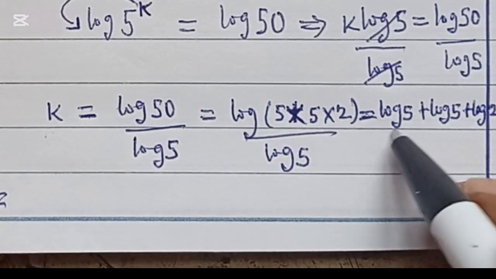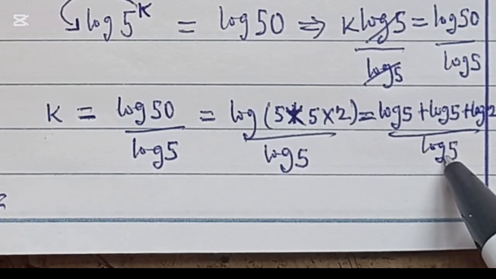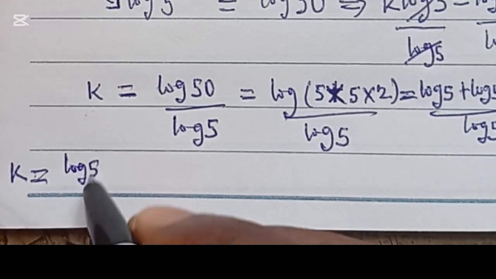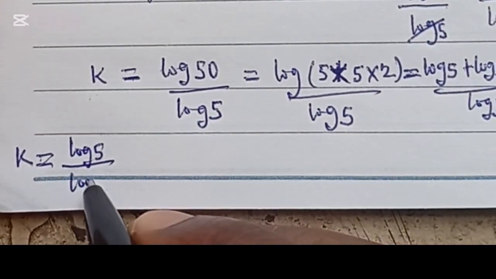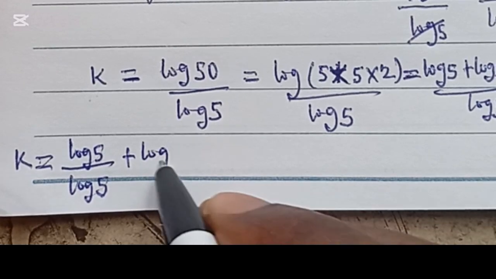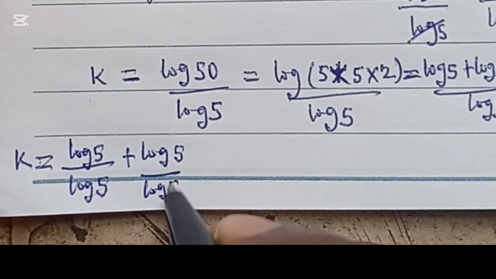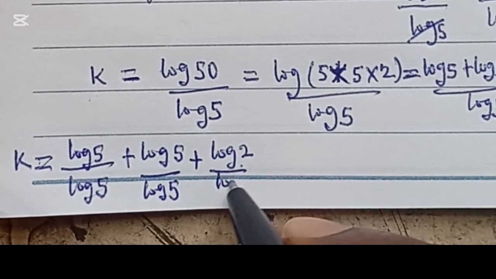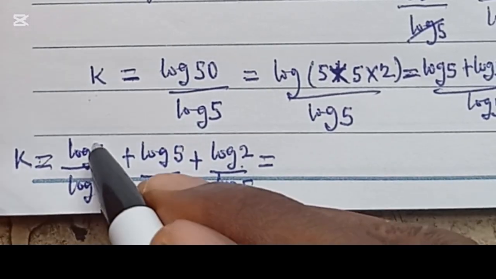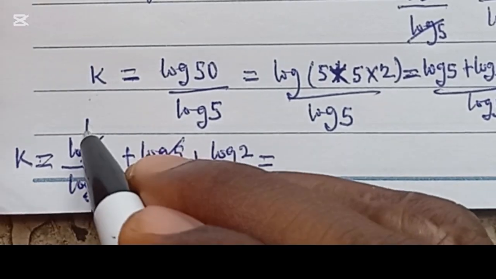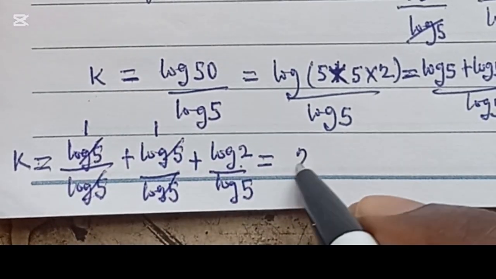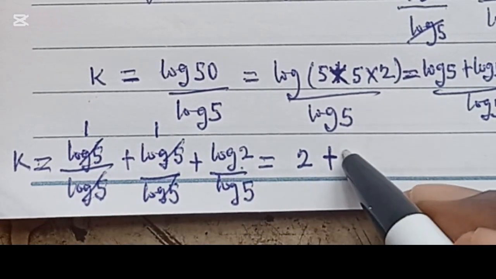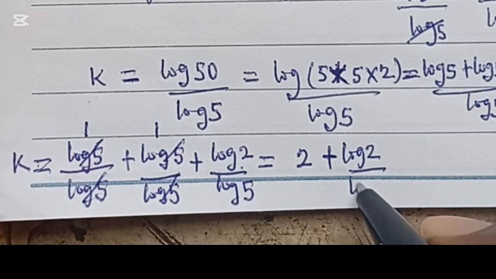Then when you divide that by log 5, you get log 5 over log 5, then another log 5 over log 5, and then log 2 over log 5. When you evaluate this, log 5 over log 5 is 1, and 1 plus 1 gives us 2, plus log 2 over log 5.